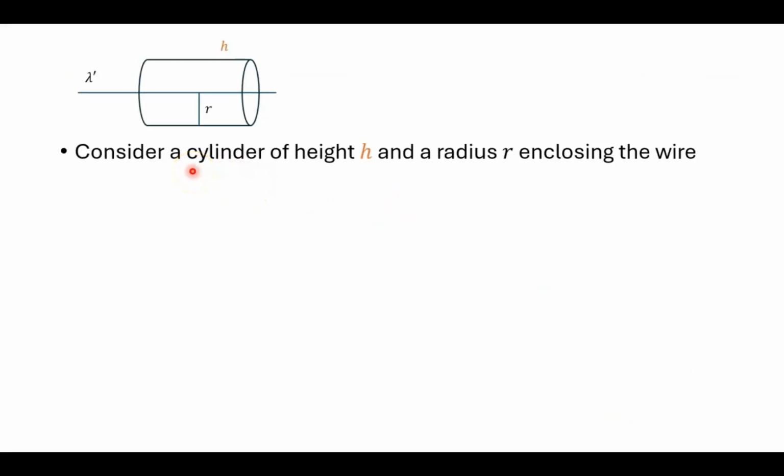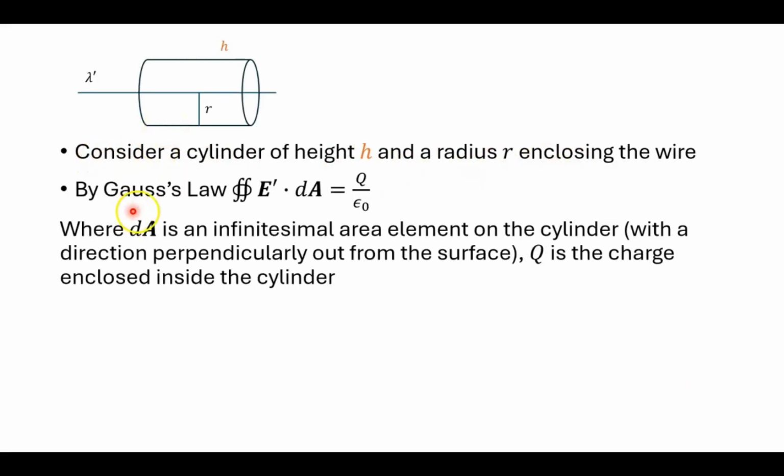Now to find the electric field, we will consider a cylinder of height h and radius r enclosing the wire. By Gauss's law, the electric field's flux, which is dotted with the area, is proportional to the amount of charge enclosed inside. This dA is an infinitesimal area element on the cylinder with the direction perpendicularly out from the surface. So you can imagine it's a small rectangle here and pointing down.